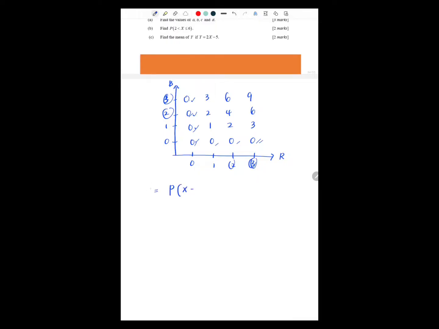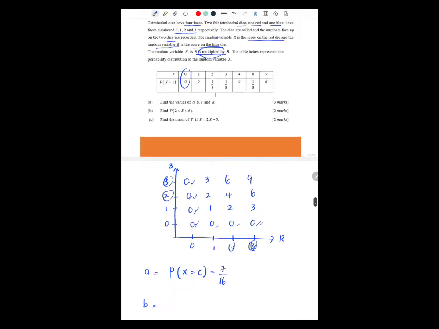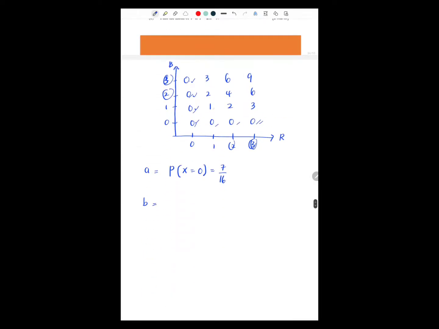A, probability X equals to 0 is 8 over, wait a minute. 8, 1, 2, 3, 4, 5, 6, 7. 7 over 16. So B, value of B kat mana? B outcome equals to 1. 1 kita dapat settle je ni 1. Jadi X equals to 1 is 1 over number of sample space. Dia semua sekali 16 juga.